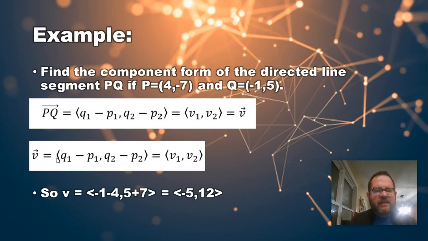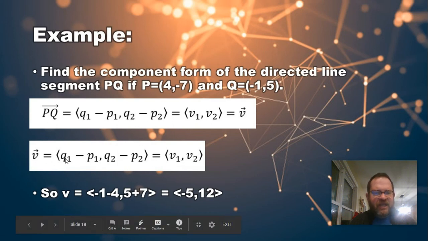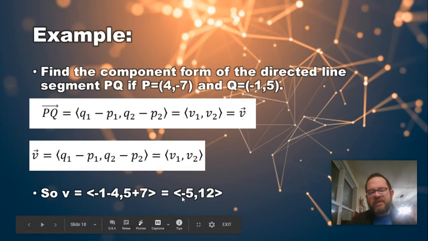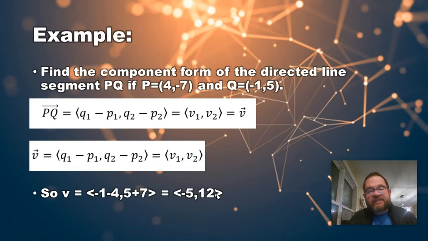So v is going to be equal to, I just rearranged those. I just literally cut and pasted them and rearranged them here. And so you plug in here, it's going to be -1 minus 4, comma, 5 minus the -7. That's plus 7. And you get -5, comma, 12. If I put the vector from this starting point to this ending point, from the point P to the point Q, and then moved it so that the initial point was at the origin, the ending point would be at -5, comma, 12.